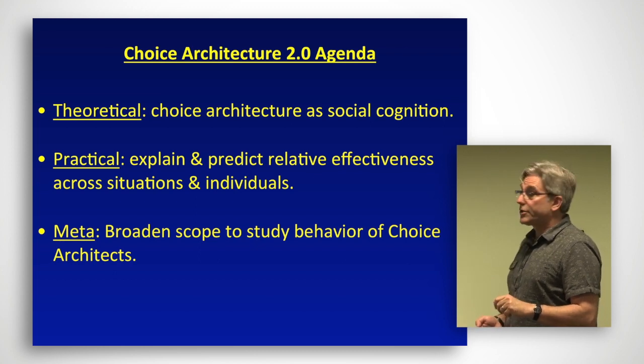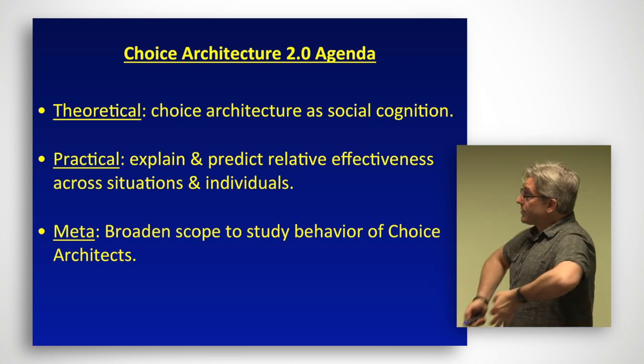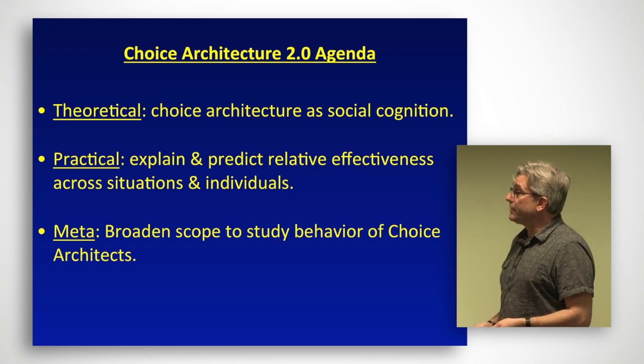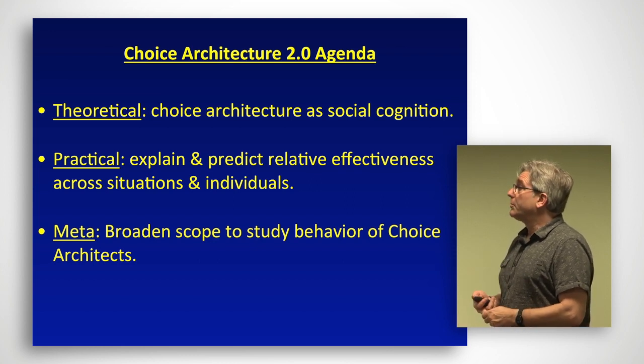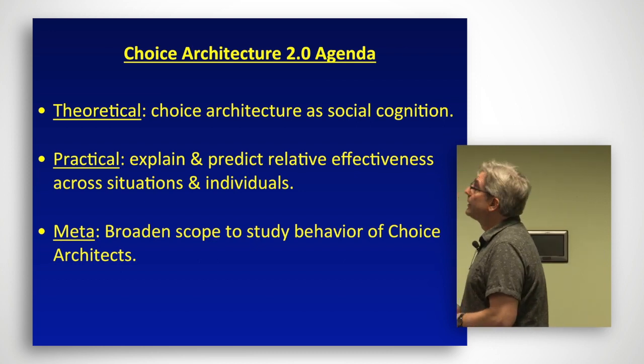Think of choice architecture as social cognition, bring in more social psychology, for instance. At a practical level, try to explain and predict relative effectiveness across different situations. And meta, try to broaden the scope to study behavior of the choice architects and indeed even the ethicality of their behavior.